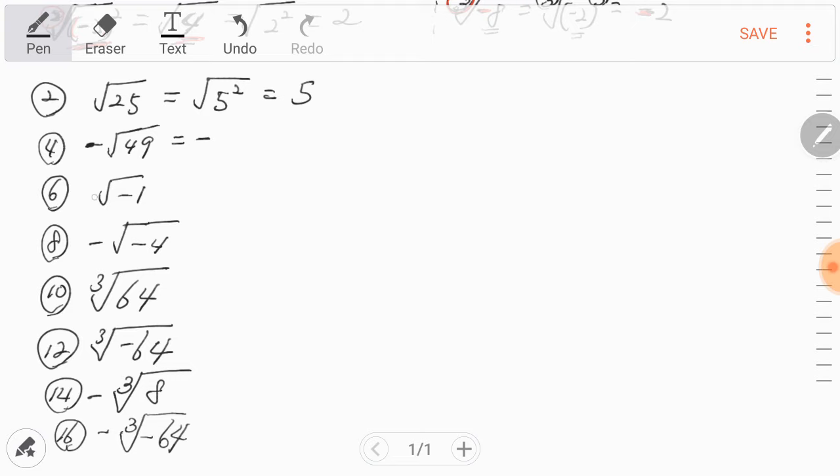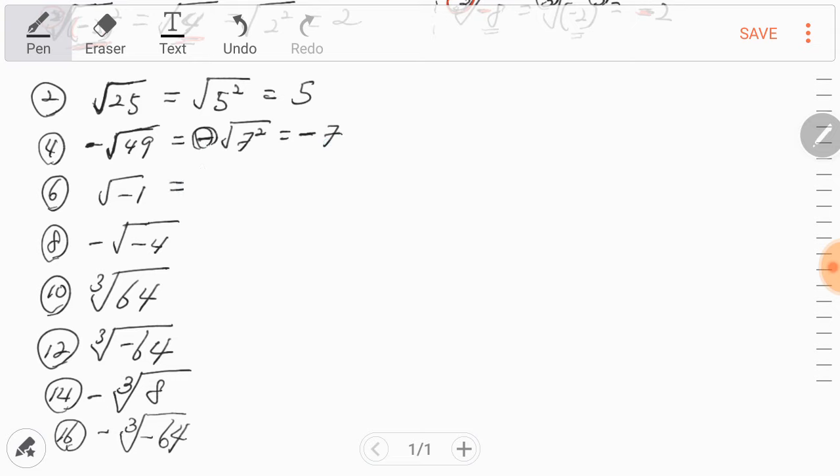Okay, 49 is positive, and this negative is outside the radical symbol. So put the negative sign outside, and 49 is 7 squared. This is a square root, the index is 2. The index is even, so the radicand has to be positive, and 49 is positive, so this is okay. This is a real number. So when we simplify this, the negative sign stays outside the square root, and the square root of 7 squared is 7. So the negative is outside the square root.